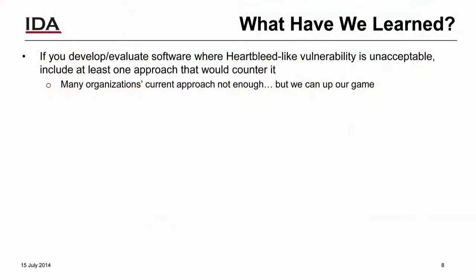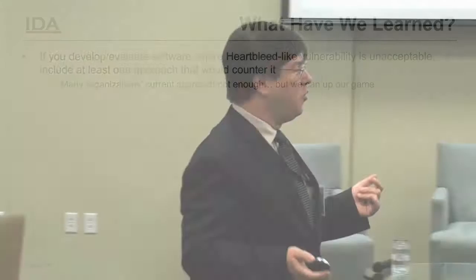So, what have we learned? Well, several things, okay? First of all, if you are developing or evaluating software or involved in software development in some way where a vulnerability like Heartbleed would be unacceptable, okay? You need to include at least one approach that would counter it. And if you're evaluating such software, you want to ask, have you included at least one technique that would have countered that sort of thing?